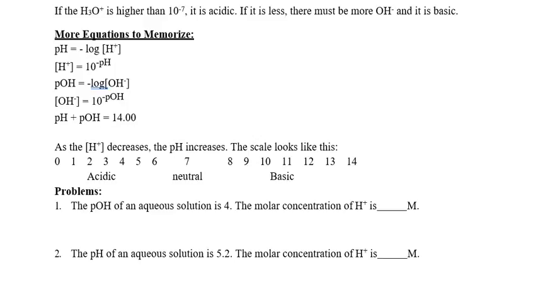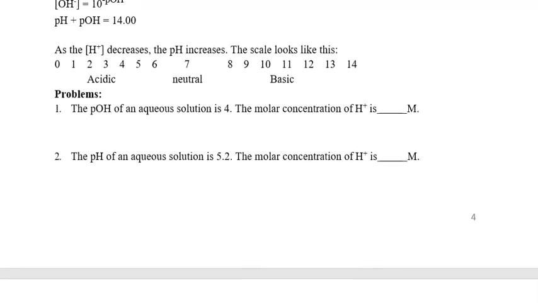And you're familiar with the pH scale by this time. As the hydronium ion concentration decreases, the pH increases, and the scale looks like this. It roughly goes from 0 up to 14. Technically, you can have a pH that is less than 0, even negative, and you can have a pH that is greater than 14, but usually the scale is written just like this.